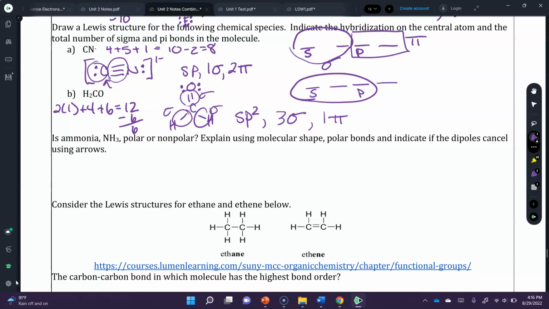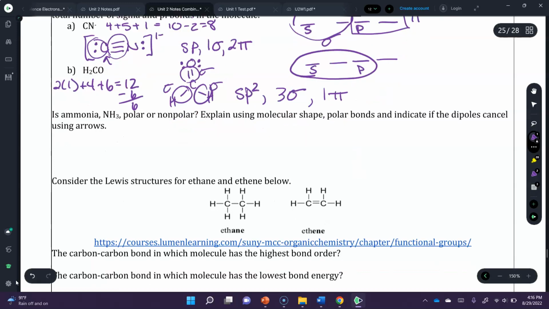Okay, our next example. Is ammonia polar or nonpolar, using the molecular shape and polar bonds, and indicate if the dipoles cancel using arrows. So again, draw the molecule. So 5 plus 3 hydrogens is 8. So ammonia.